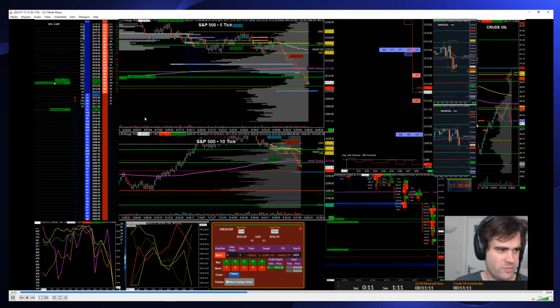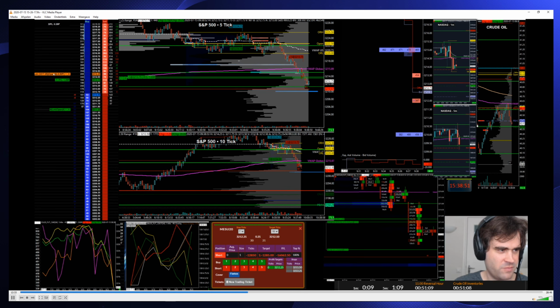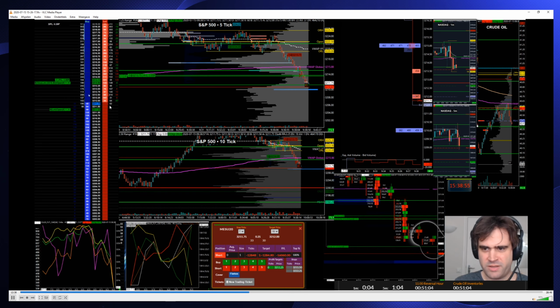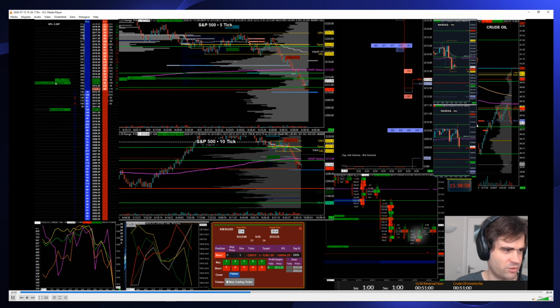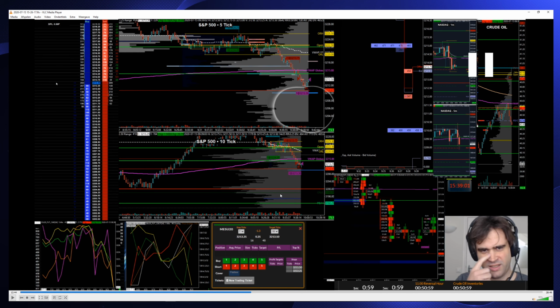I move to break even. It goes. Come on. I give it my favorable space. I don't want to leave the trade. Take my 10 ticks, please. 1, 2, 3. That's annoying though. Filled. So it's 3 seconds that it happens.